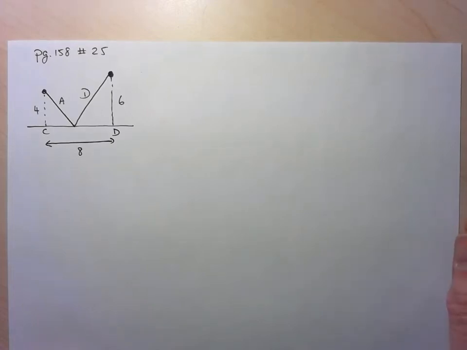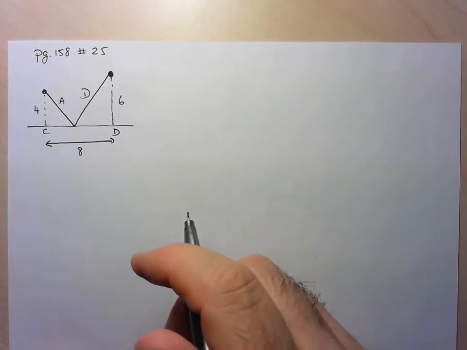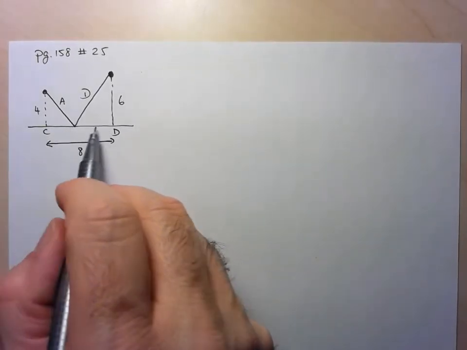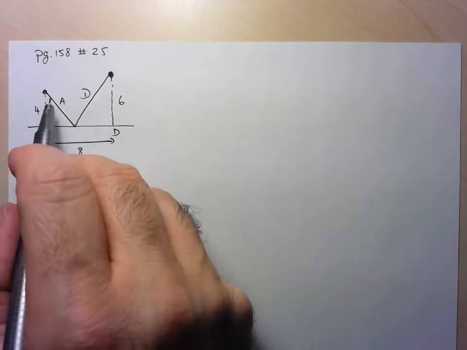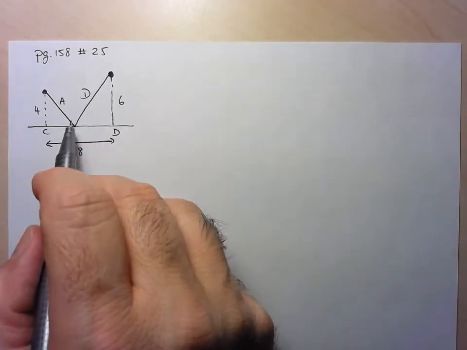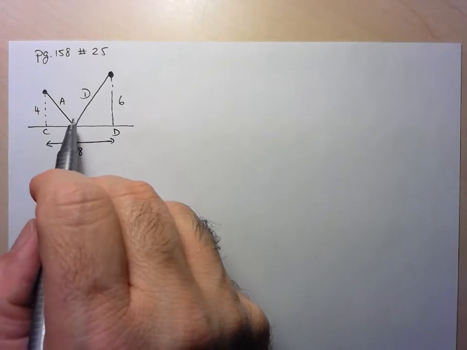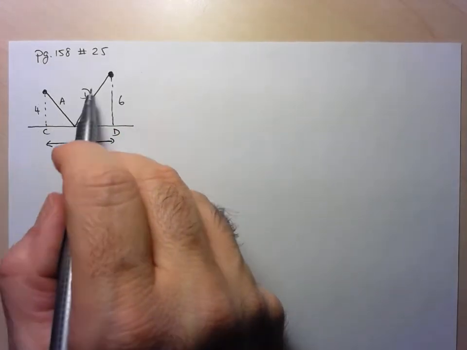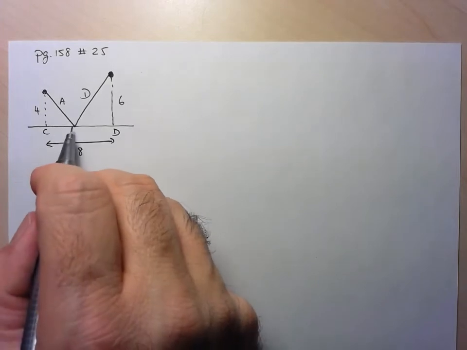Hi folks, we're going to take a look at the solution to page 158, number 25. Okay, so the scenario here is that we have to build a rest stop along this highway between C and D. Okay, and these lines here represent a bike path coming from the two towns of Ancaster and Dundas, and we want to minimize the total length of these paths to this rest stop.